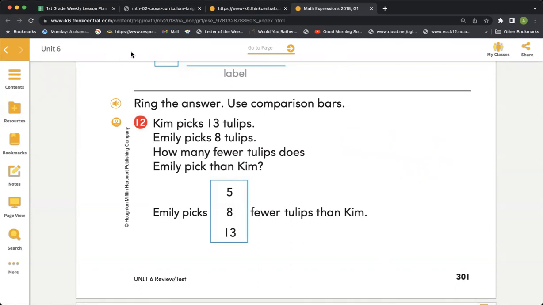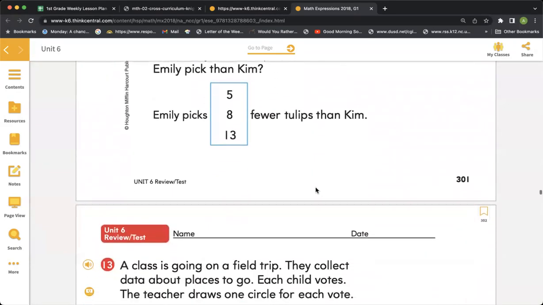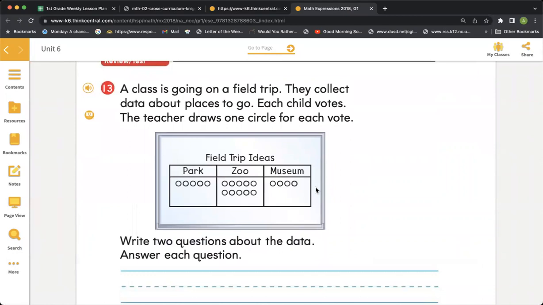We're going to go on to our last and final page. And it has problem 13 on it. It says a class is going on a field trip. They collect data about places to go. Each child votes. The teacher draws 1 circle for each vote. Okay, so here we have field trip ideas. We have the park, zoo, and museum. This is the number of students that voted to go to the park. Here is the number of students that voted to go to the zoo. Last, this is the number of students that voted to go to the museum.